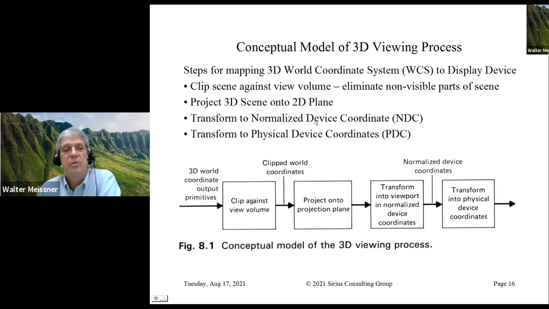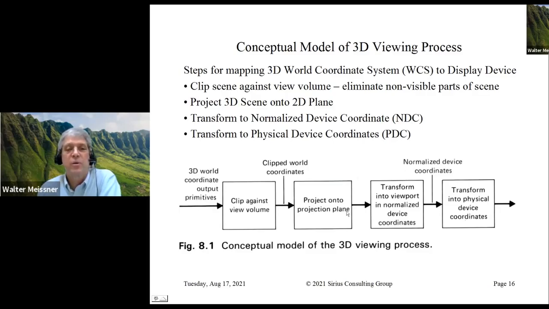These normalized device coordinates will generally be from 0 to 1. But the last step is that there are so many pixels in a line and so many scan lines, so that's finally translated to a physical device coordinate.